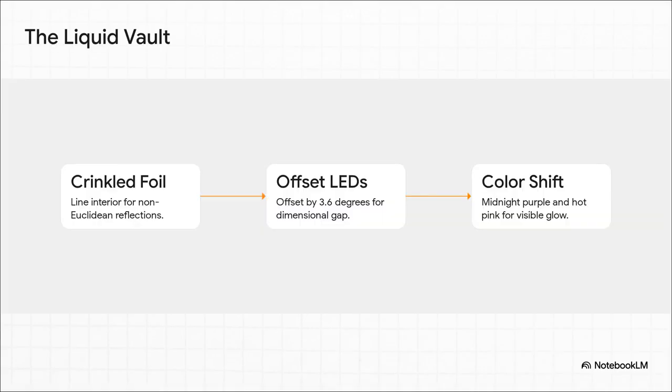Let's move to the next slide and see how this builds out, because the instructions for this vault are highly specific and, honestly, remarkably blue color. First, you line the interior with crinkled aluminum foil. This creates these chaotic, non-Euclidean reflections to bounce light from unpredictable angles. Second, you offset the UV LEDs by exactly 3.6 degrees, and that's to match that fractional dimensional gap we mentioned earlier. Finally, you use midnight purple and hot pink to shift the UV frequency, so the resonance creates this visible, tangible glow.